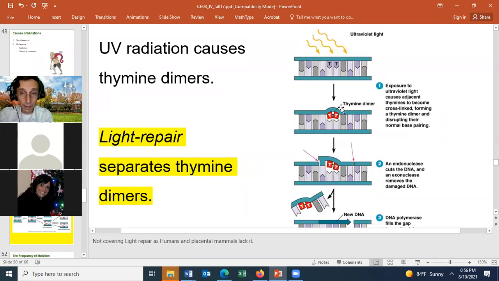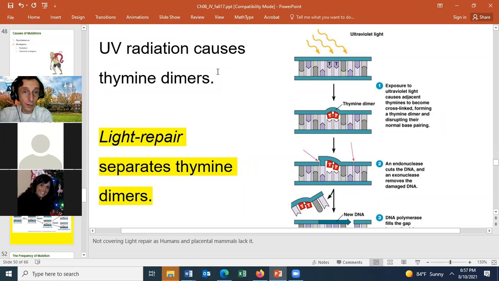And wherever this bubble is, the DNA cannot be replicated or transcribed. And so if the DNA wants to be replicated or transcribed, the cell has to repair this. If you get too many of these in the cell, it'll be lethal to the cell.